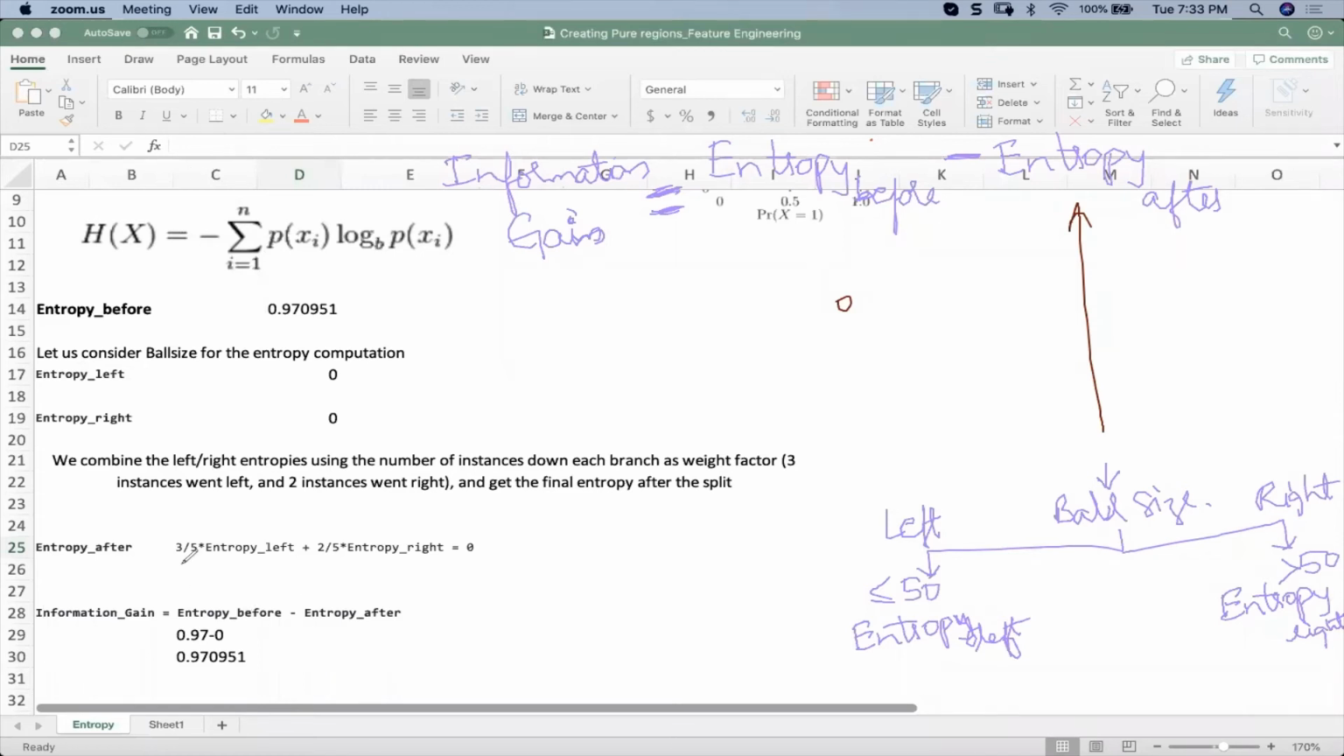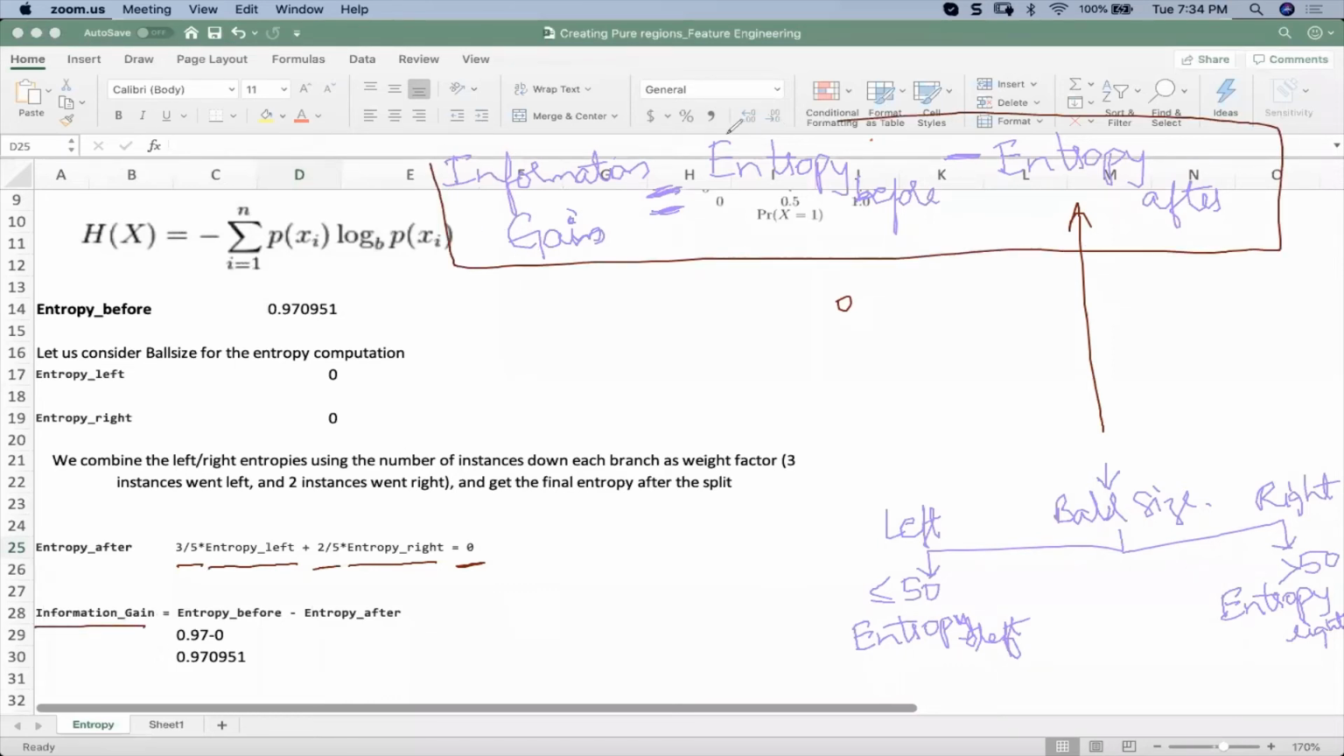Okay, so it's 3 by 5 into entropy on the left plus 2 by 5 into entropy on the right. But anyways, 3 by 5 into 0 plus 2 by 5 into 0 will give you 0. Right? And how do you get information gain? Information gain is nothing but entropy before minus entropy after. Entropy before you got some value, after you got some value.